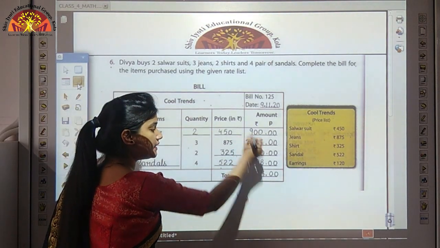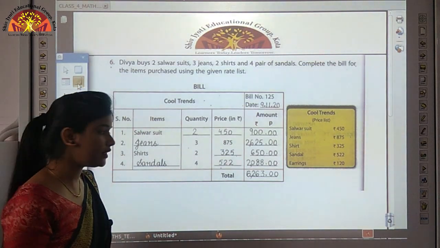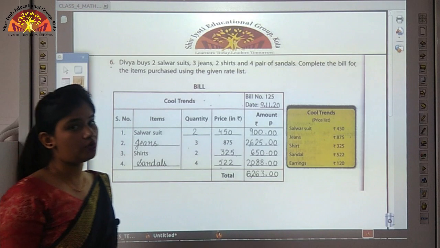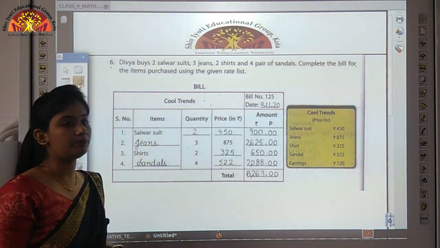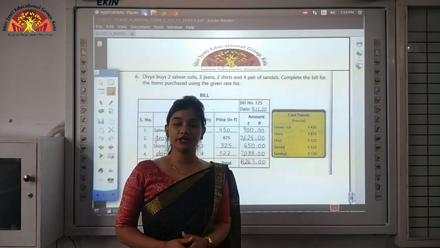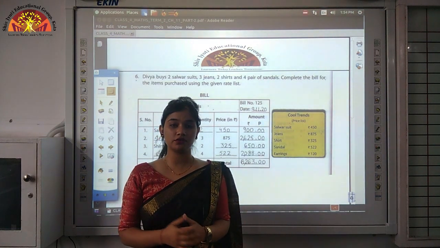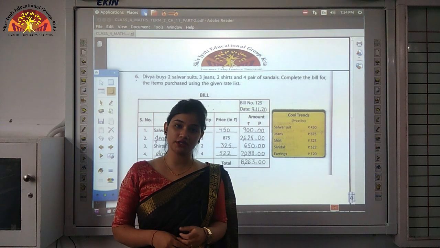Okay students, now we have to find the total amount. So after adding these numbers, the total amount will be 6263. Okay students, so in this way you can complete the empty boxes. So here we have seen how we can multiply and divide the numbers and how we can solve the word problems. I hope you understood it well.